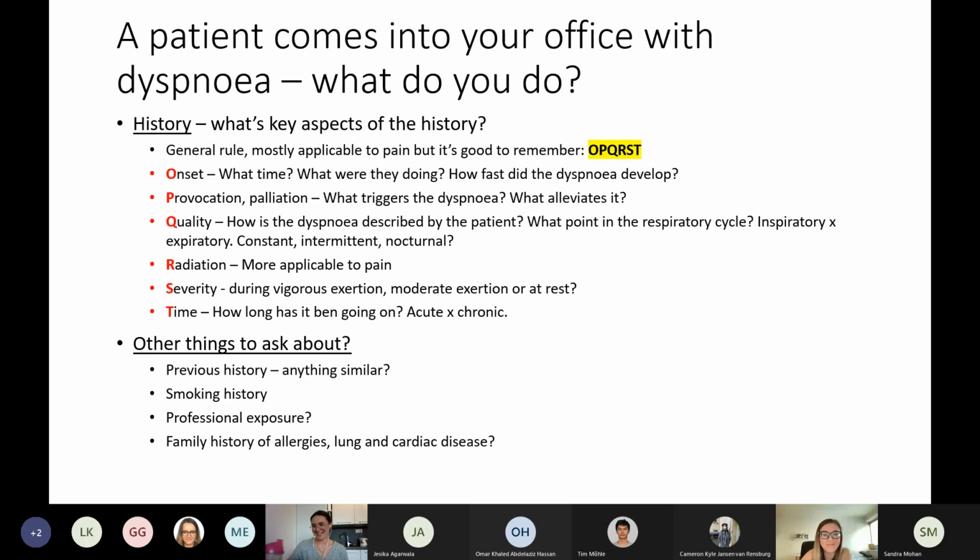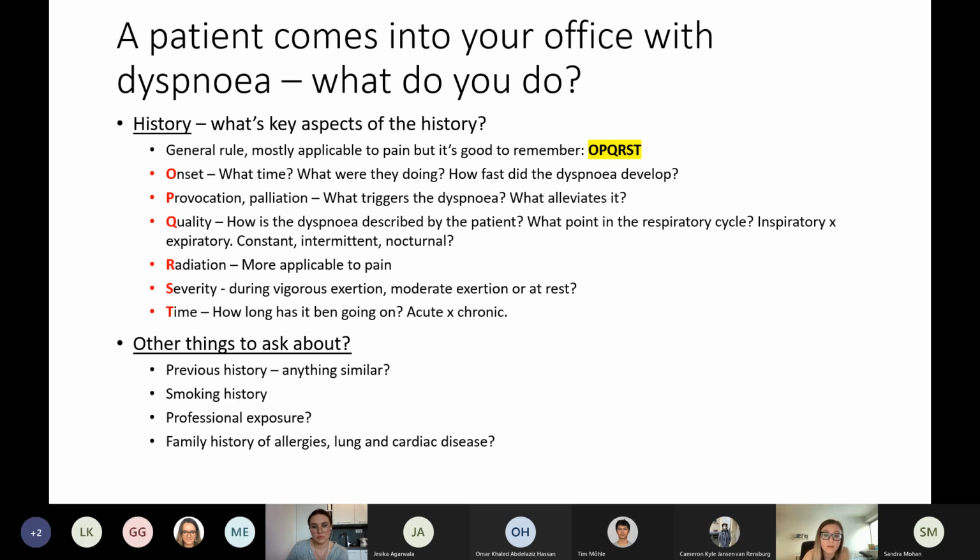Okay, so onset is what time? Like we were saying before, acute, subacute, chronic. What were they doing at the time that the dyspnea occurred? How fast did the dyspnea develop? Was it within days? Was it within a couple of months? How long has this dyspnea been going on?